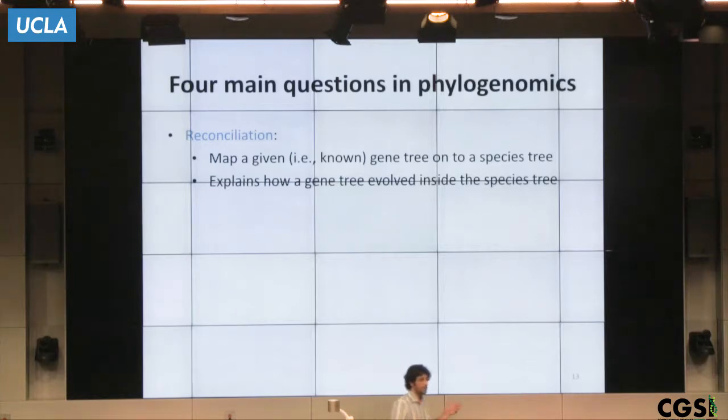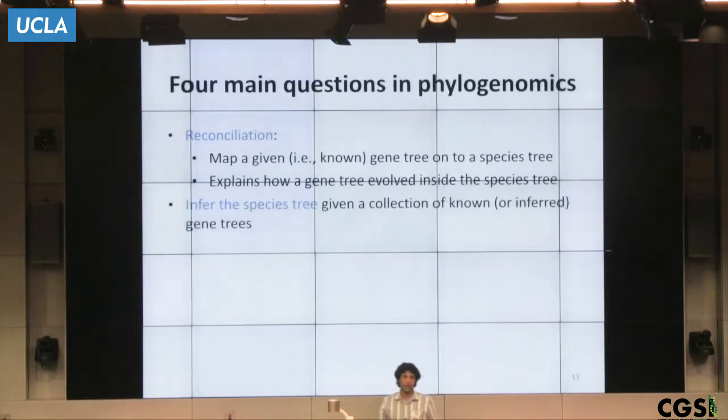One is that you have a species tree that you have estimated, you have a gene tree that you have estimated, you want to map them together. This is called reconciliation, mapping a gene tree to a species tree. And this is what I have been doing so far with my figures, right? All these figures, when you have a gene tree inside a species tree, that's reconciliation.